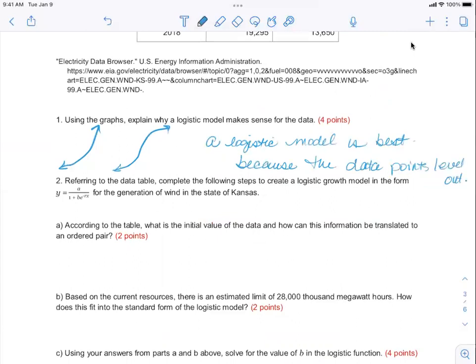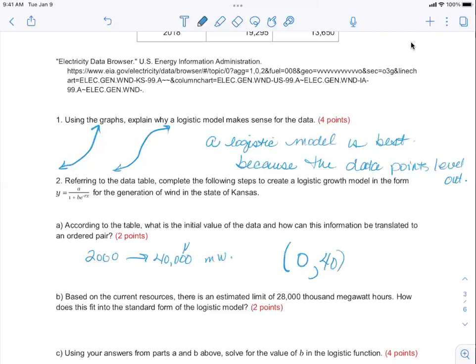There you go. Referring to the data table, complete the following steps to create a logistic growth model in the form given for wind in the state of Kansas. According to the table, what is the initial value of the data and how can this information be translated to an ordered pair? So the initial amount, the wind generated in 2001 for all sectors, was 40,000 megawatts. Since x is 0 for the initial value, 0 represents 2001, which makes the initial point. And so we're going to turn that into an ordered pair, (0, 40).